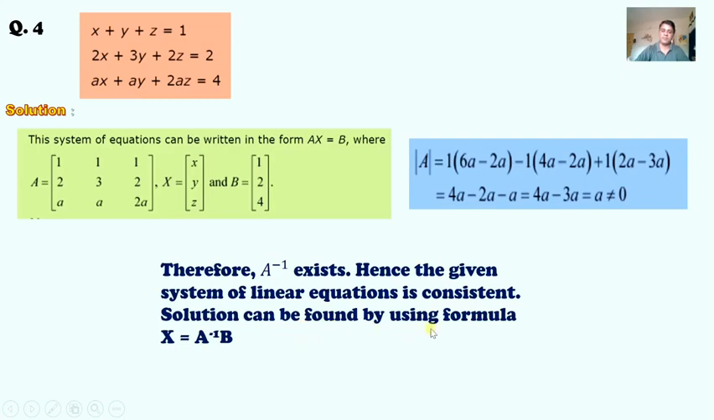Solutions can be found by using the formula x is equal to A inverse B. If it is asked, you can find the solutions: first of all we will find A inverse and then multiply it with B, and that is equal to x. That we will take, some questions we will take later. Just now we are just checking whether the system of these linear equations is consistent or inconsistent.